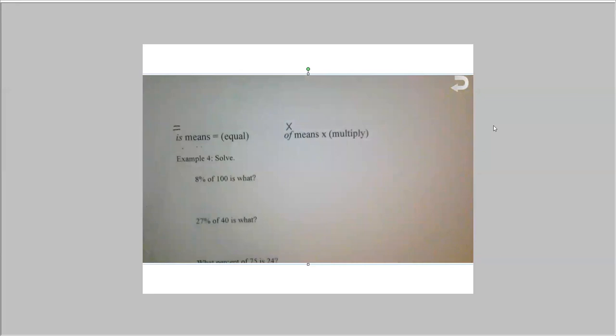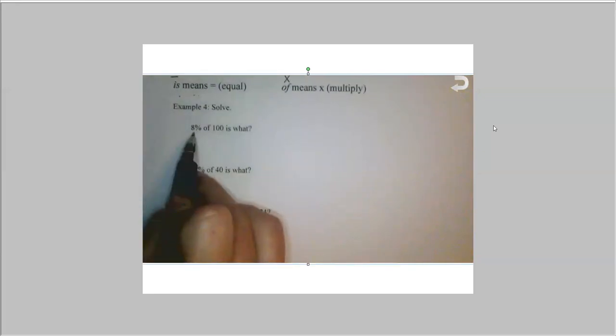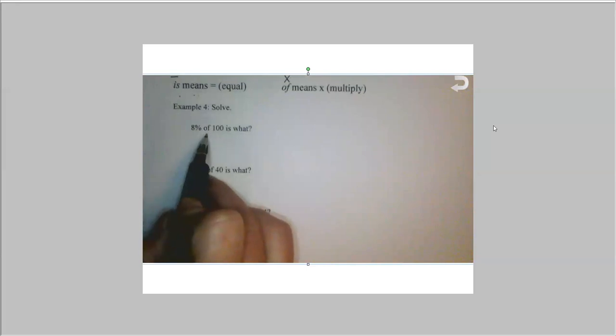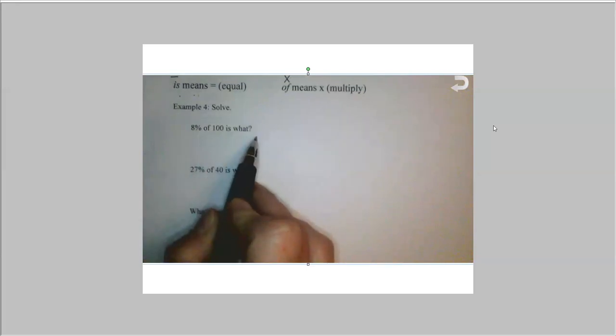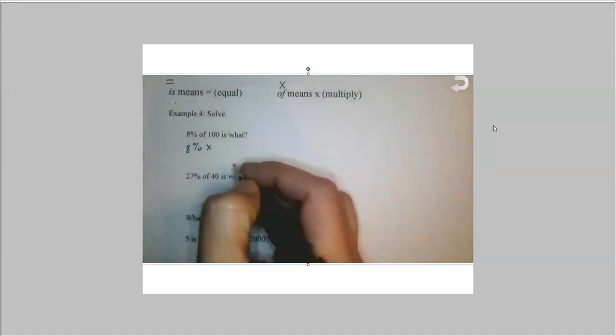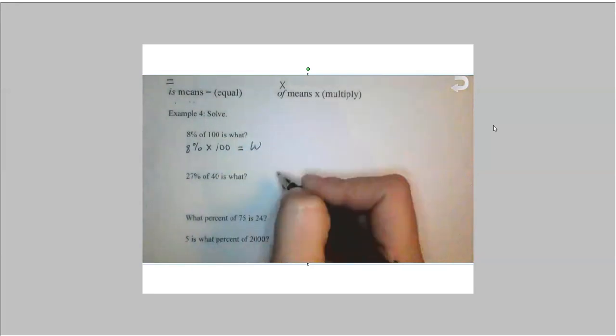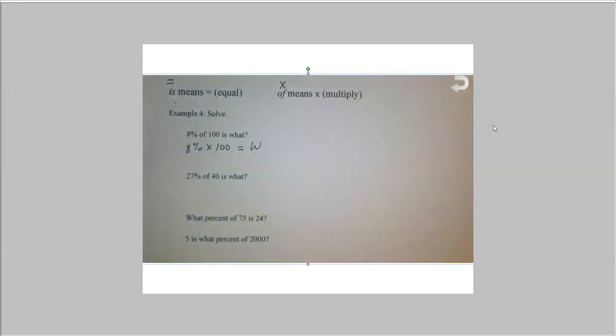So I'm going to do a few of these. I've got several, but I may not work through them all. I've got 8% of 100 is what number? So I'm just going to rewrite this and replace it with these symbols like I just mentioned. So 8% times 100 is what number? I don't know. That's my question. So I'm going to use a variable to represent that unknown. So ultimately in this problem, I'm multiplying 8% times 100.